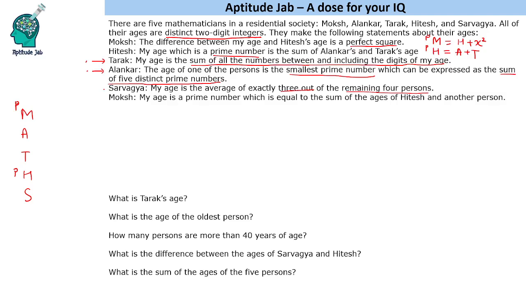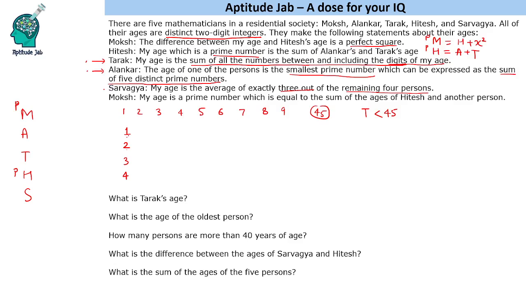Tarak says, my age is the sum of all the numbers between and including the digits of my age. So if you take the digits 1, 2, 3, 4, 5, 6, 7, 8, 9, we see that their sum is 45. Okay, so Tarak has to be less than 45. Now, Tarak's age can start with 1, it can start with 2, it has to be within the digits of the age, right? So first digit could be 1, 2, 3 or 4.